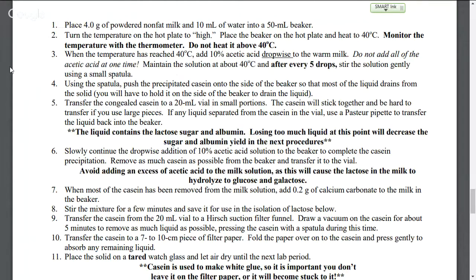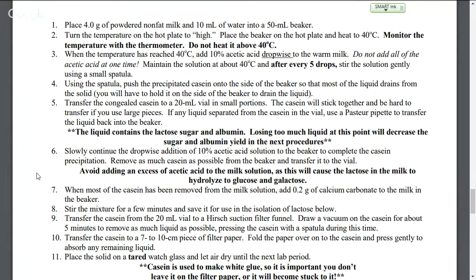So there isn't any formal pre-lab assignment for Wednesday, but please read through this and look up stuff that you don't know what it does. So for instance, step 9 says, transfer the casein from the 20 milliliter vial to a Hirsch suction filter funnel. Draw a vacuum on the casein for about 5 minutes to remove as much liquid as possible. So you may not know what a Hirsch suction filter funnel is. You should look that up.